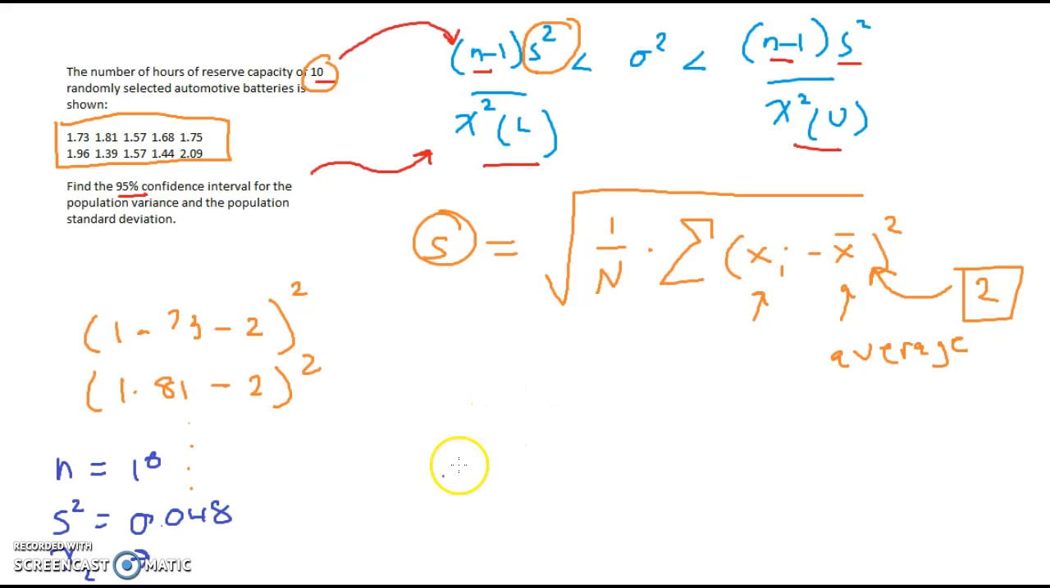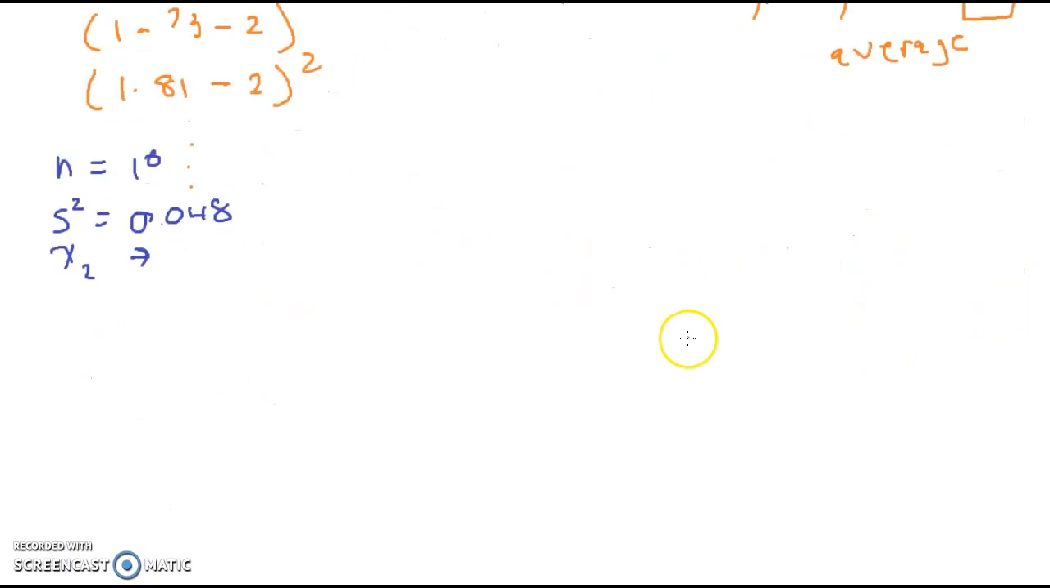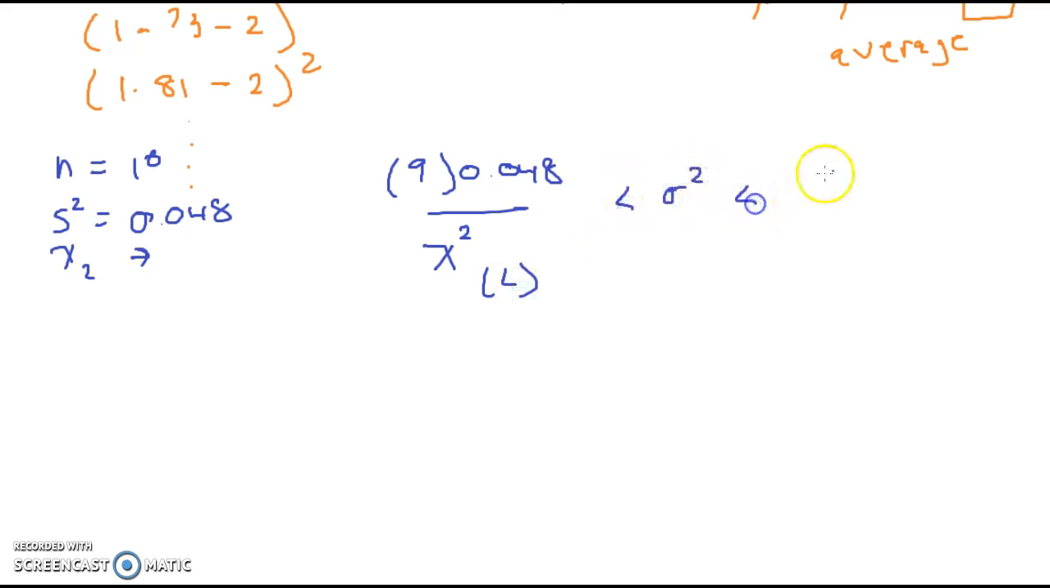Okay, so let's just set up what we have so far. I know this is running long again, but let me scroll down and give us a little more space. Okay, so remember, our formula is n minus 1, so that would be 9, times the standard deviation squared, which is 0.048. And then we need our chi-square for the lower limit, over our chi-square for the upper limit. Okay, so L for lower, U for upper.